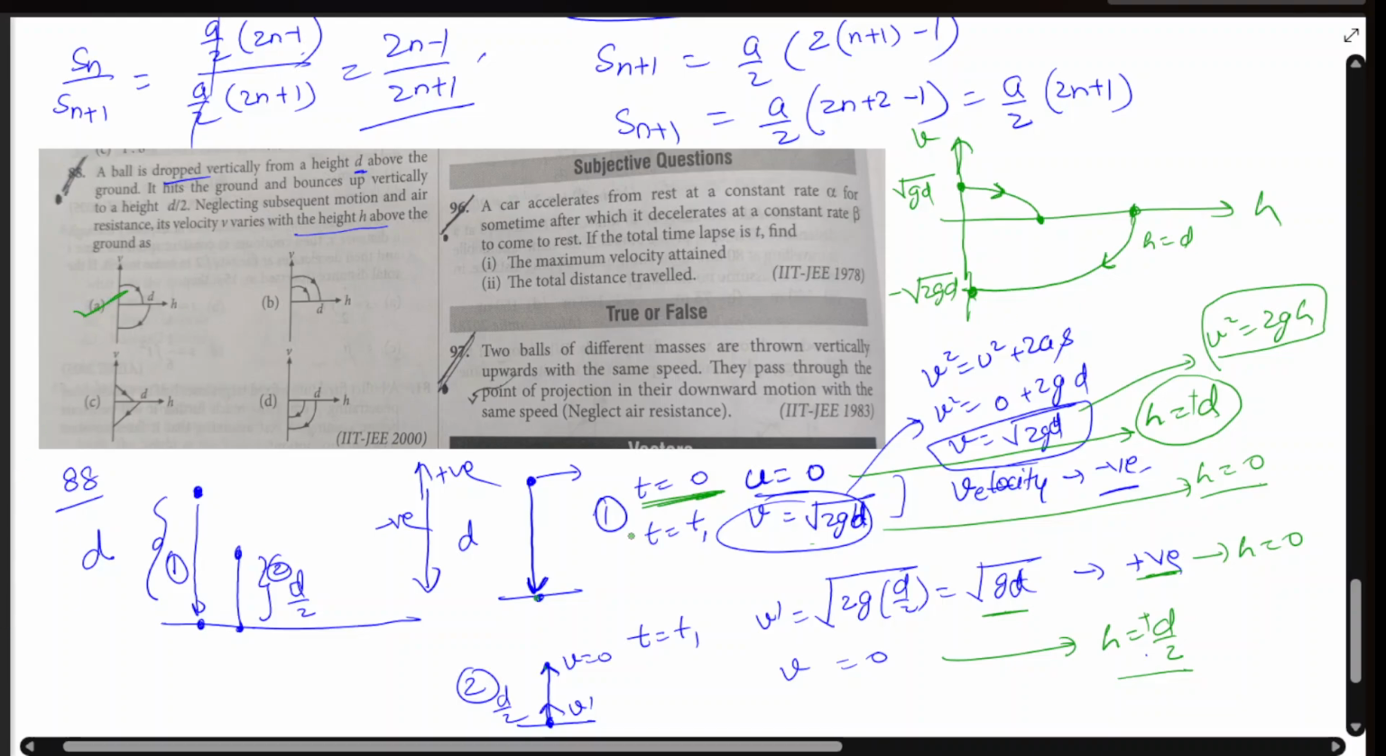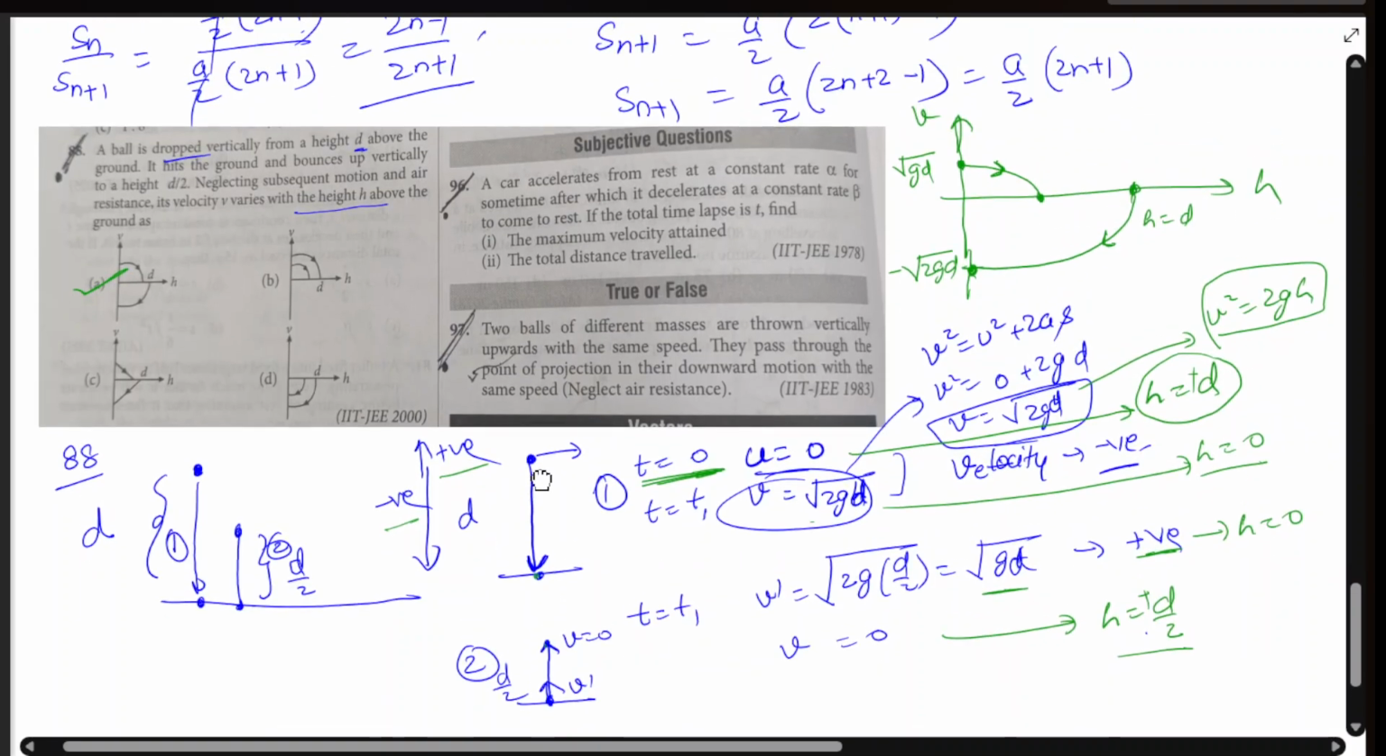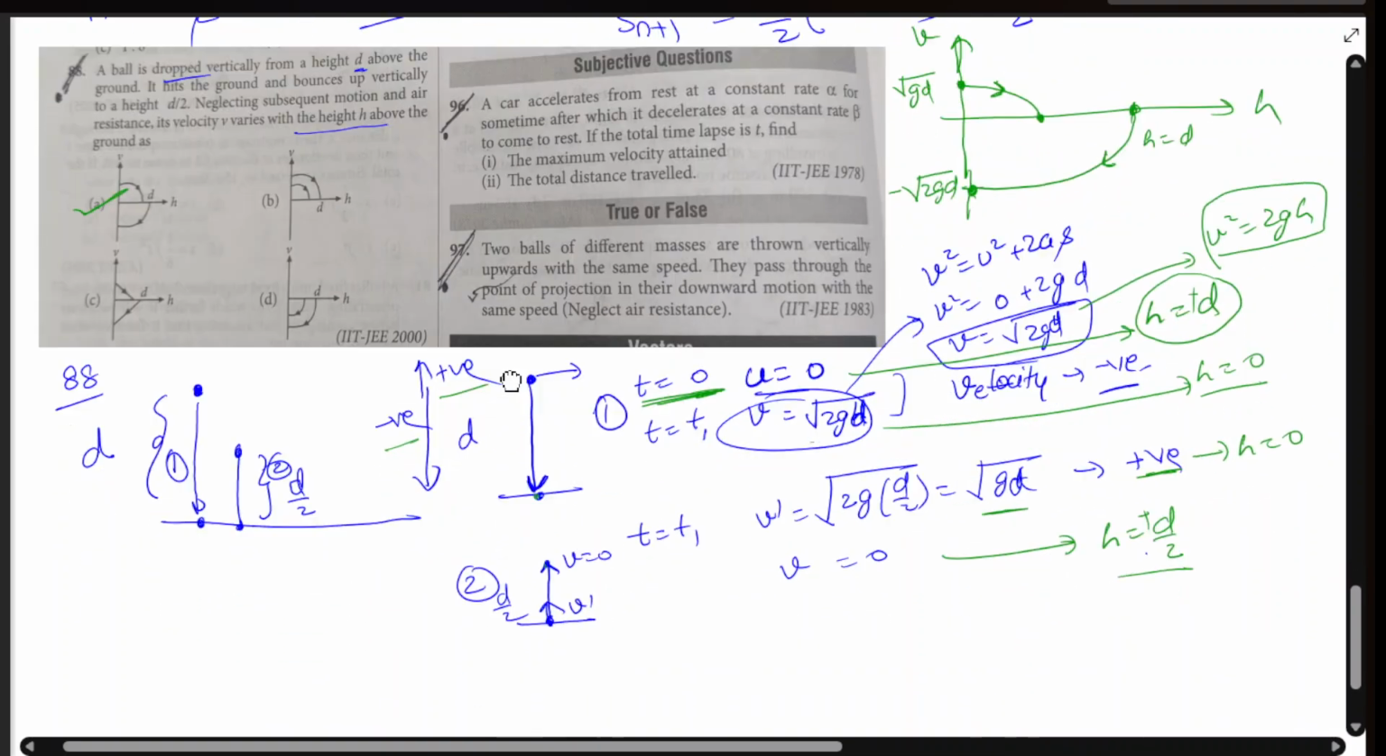Look, I have considered downside as negative. If you consider downside positive and upside positive, then the graph will be exactly opposite and no answer will match. So downside negative and upside positive is the general convention. But you can choose any sign convention, and the answer will always come out correct. Okay, next, perfect. So this was our 88th question.